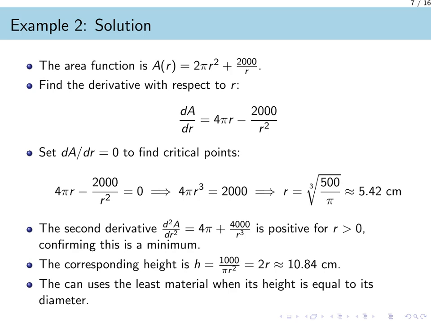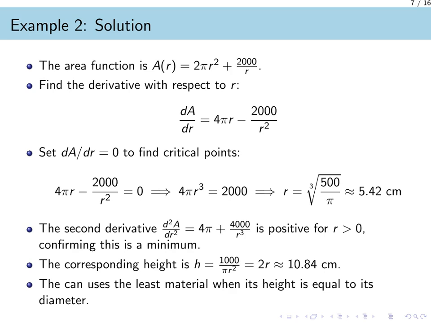First, I take the derivative of the area with respect to the radius, which gives us the expression dA/dr equals 4 times pi times r minus 2000 divided by r squared. Next, I set this derivative to 0 to find the critical points, which are the only candidates for a minimum value. Solving this equation for r shows that the optimal radius is the cube root of the quantity 500 over pi, or about 5.42 centimeters.